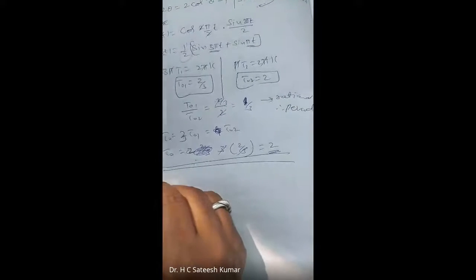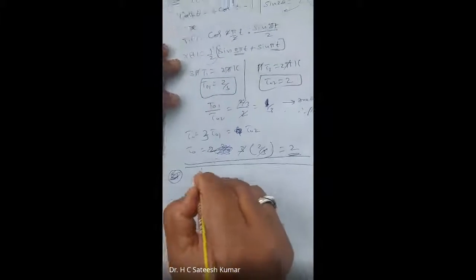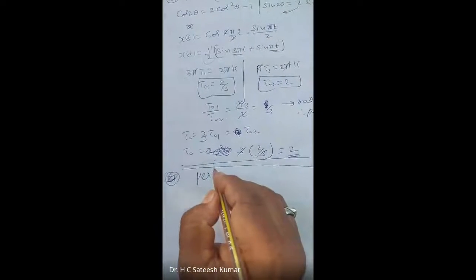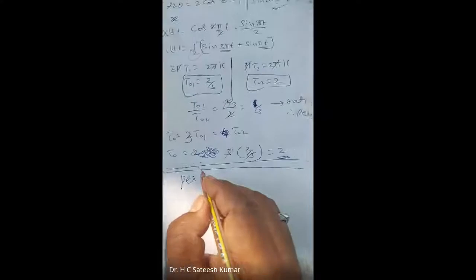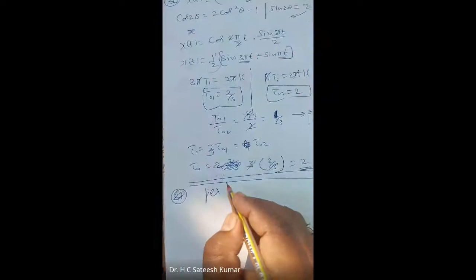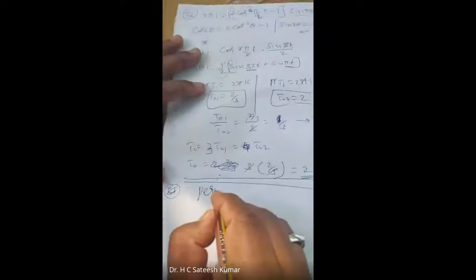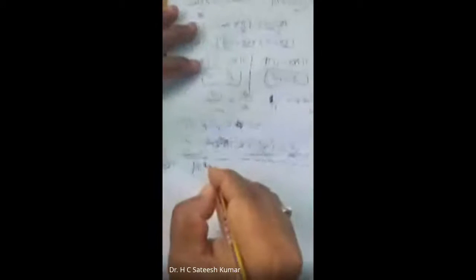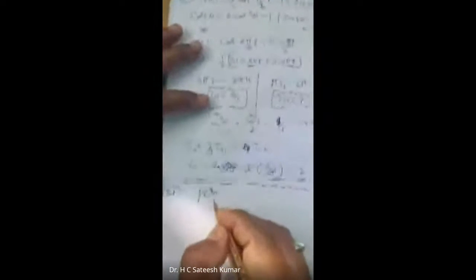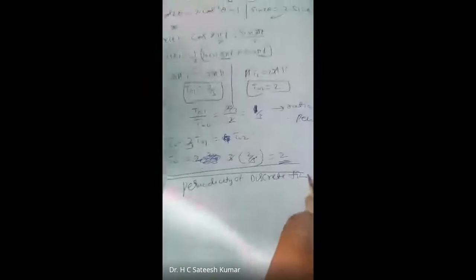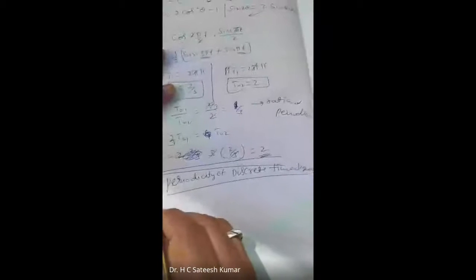Okay. Now let us go for periodicity of the discrete time signal. This was about the continuous time signal, individual trigonometric functions, and sums of trigonometric functions for continuous time. Now, periodicity of the discrete time signal. How to do that?